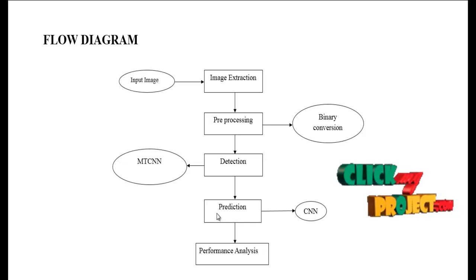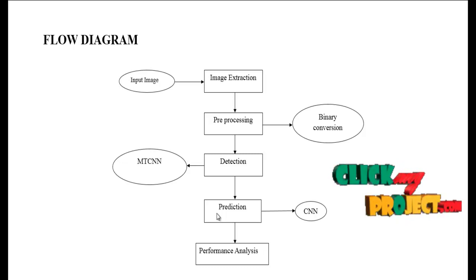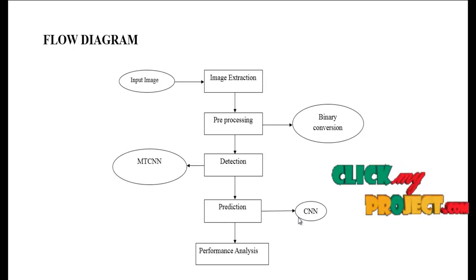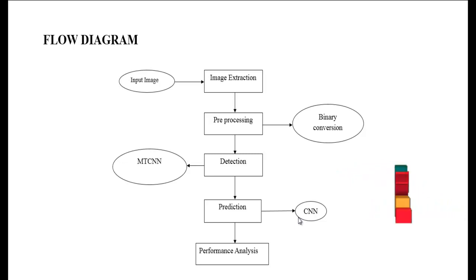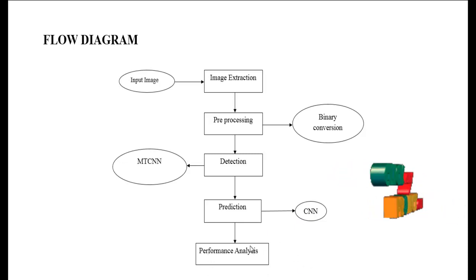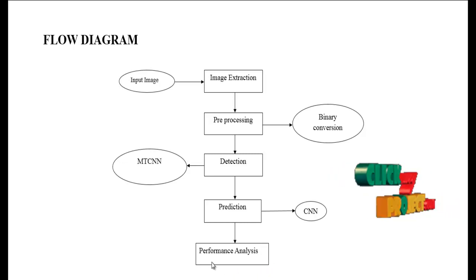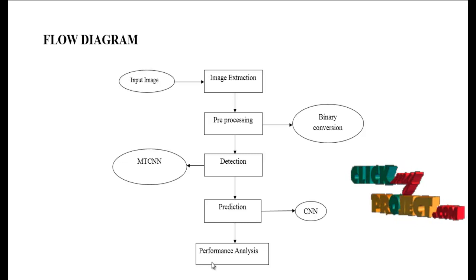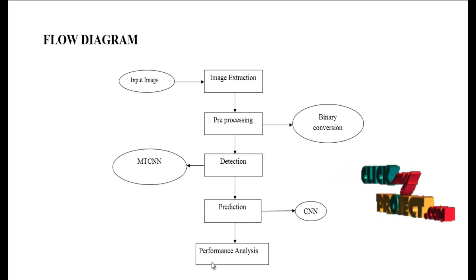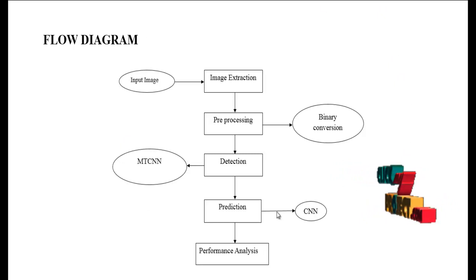After we predict the small faces, we have to implement the convolutional neural network to enhance the overall performance. That's why we have to implement the CNN model. The main reason for implementing the CNN model is to give better performance. After that, finally we have to implement the performance analysis. Under performance analysis, we have to find some performance metrics such as accuracy, validation loss, training loss, and so on. So this is the flow of our process.